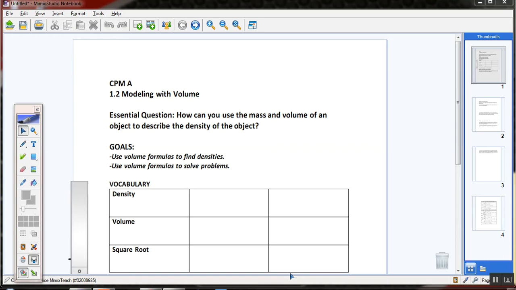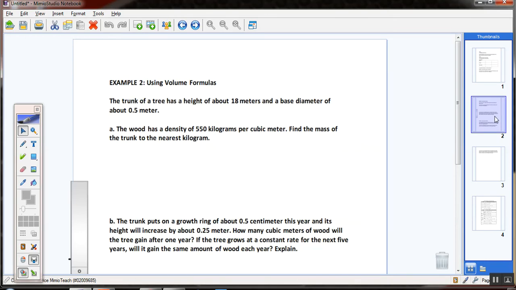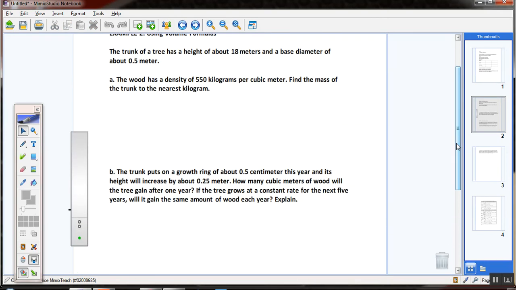All right. So we were here at example 2, and we talked about this trunk of a tree that had a height of about 18 meters and a base diameter of about 0.5 meters. Can you guys remind me what we did for part A yesterday? We said the wood has a density of 550 kilograms per cubic meter. It says find the mass of the trunk to the nearest kilogram.